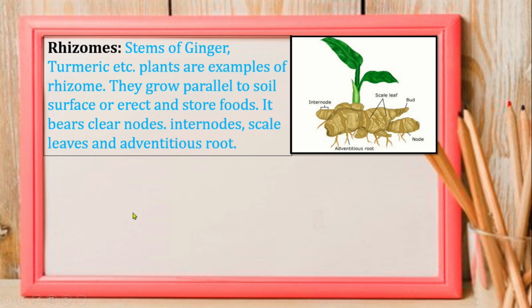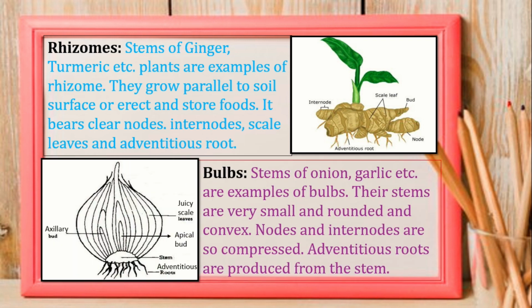Bulbs. Stems of onion, garlic, etc. are examples of bulbs. Their stems are very small, rounded and convex. Nodes and internodes are so compressed. Thick and juicy scale leaves are so arranged that the stem cannot be seen. Adventitious roots are produced from the stem.